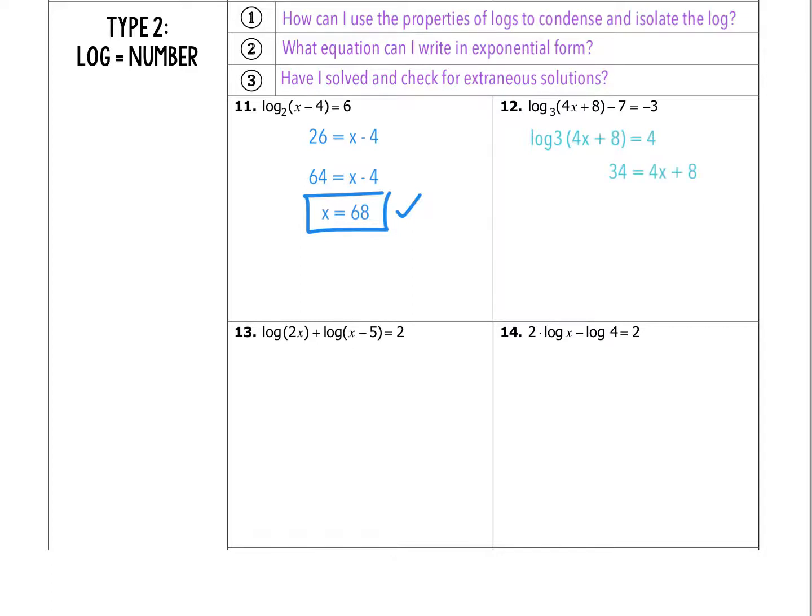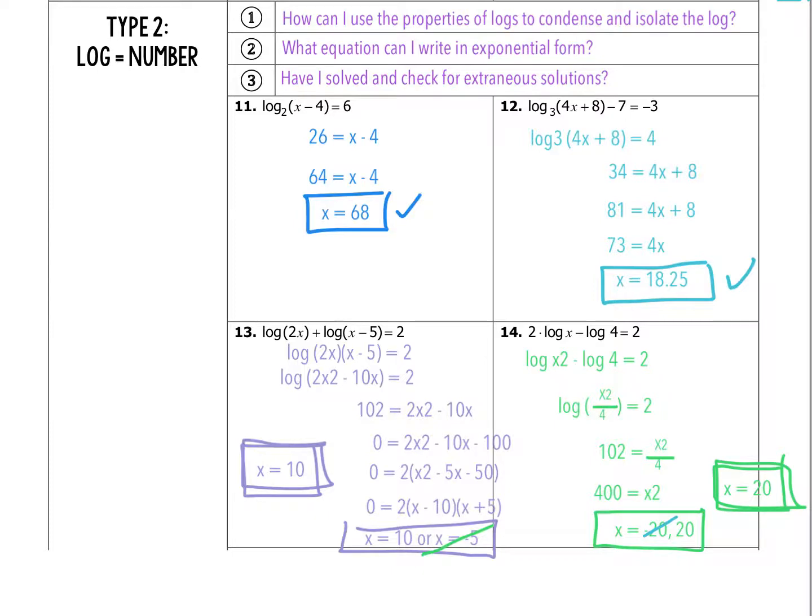Now I have a basic equation I just need to solve, and as I solve it, I end up with x equals 18.25. And if I look and make sure that this log would not be negative, 4 times 18.25 plus 8 will give me a positive number. So that checks out. All right, what I'd like you to do now is pause the video and try 13 and 14 on your own.